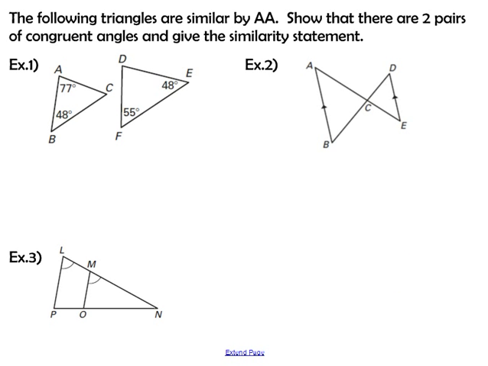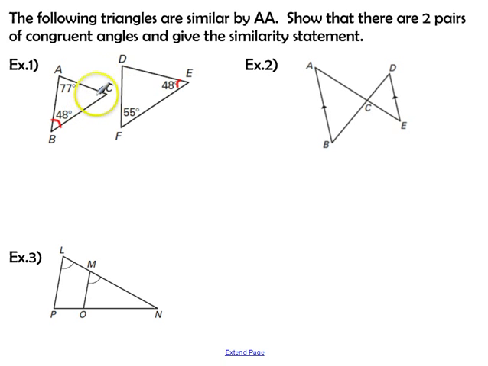Here it says that the following triangles are similar by angle-angle, and we need to show that there are two pairs of congruent angles and give the similarity statement. So first we have angle B, which measures 48 degrees, is congruent to angle E, which measures 48 degrees. The other pair of angles that were given are not congruent to each other, but we're still able to find the third angle in each triangle.